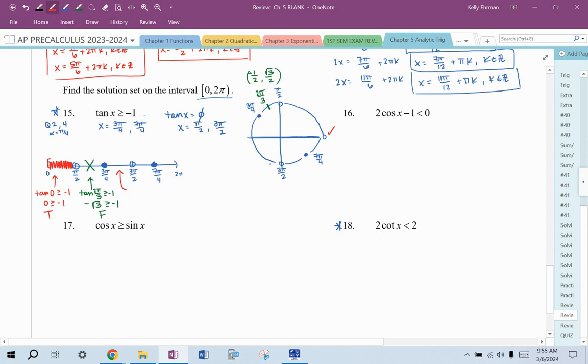What's between 3 pi over 4 and 3 pi over 2? I would pick pi. That's a nice one to plug in. Tangent of pi, is that greater than or equal to negative 1? Yes, because that's 0 again. So tangent 0 is greater than negative 1. So here's another solution set.